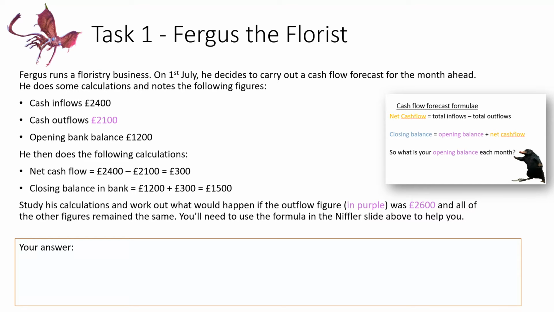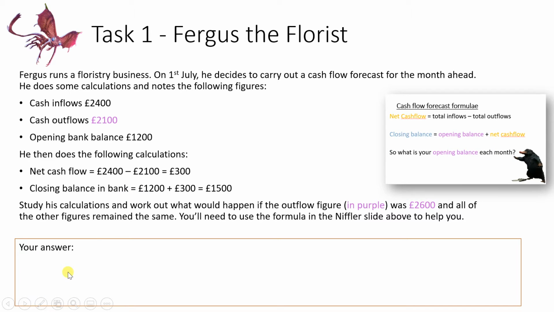So we've got the net cash flow, which is 2,400, we're not changing that figure, minus cash outflows. That was 2,100 and now it's 2,600. So I suggest we write down 2,400 minus 2,600, and that gives you a positive or negative figure. Yep, you've guessed it, that gives them a negative figure. It's minus £200.